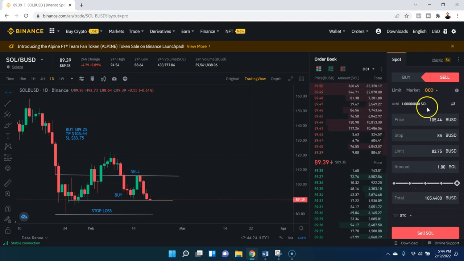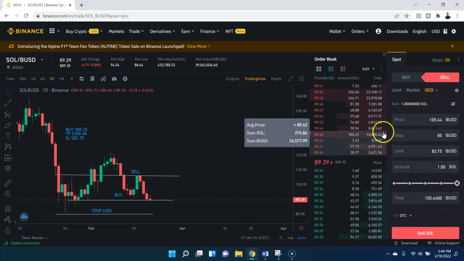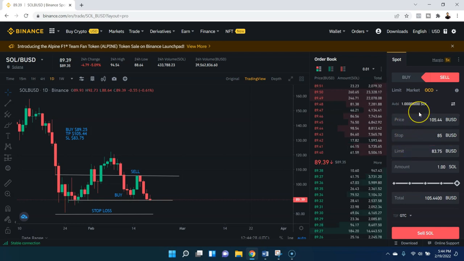Let me explain what exactly it means. It means that I have purchased the asset for $89.25, and my trade setup says that I want to take profit at 105.44 and I want to exit the market when the price falls below 83.75.